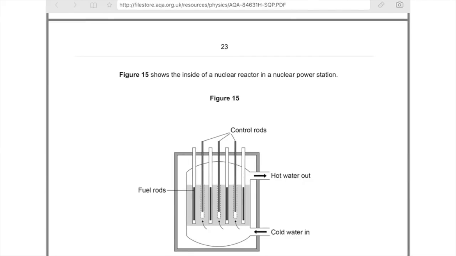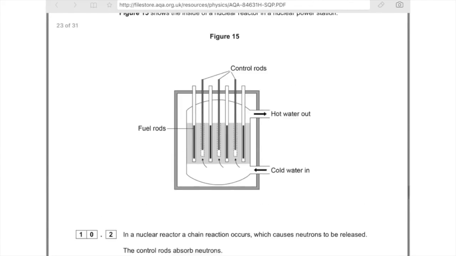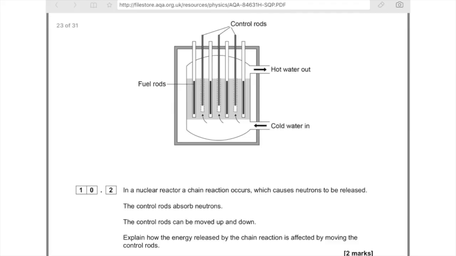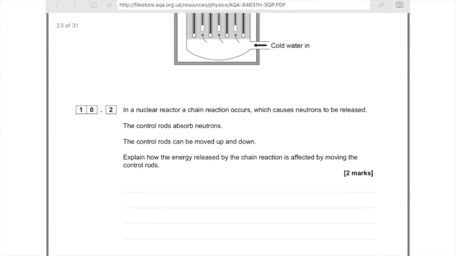Figure 15 shows the inside of a nuclear reactor in a power station. So you've got hot water coming out, cold water going in, control rods. Obviously they're going to make it mean that it doesn't form a nuclear bomb because they help control the reaction. In a nuclear reactor, a chain reaction occurs which causes neutrons to be released. The control rods absorb neutrons. The control rods can be moved up and down. Explain how the energy released by the chain reaction is affected by moving the control rods.